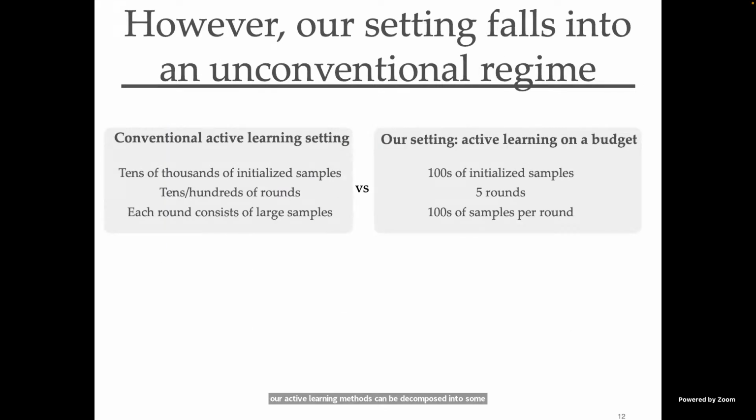Next, we used this approach and tested it out. But then we realized there's a significant difference between the classic active learning setting and our active learning setting. In the classic setting, where people do computer vision and want to label images, there are usually tens of thousands of initial samples where the model is already really good. And they're looking at tens to hundreds of rounds, and each round consists of large samples. But in our case, we're in an extremely limited budget regime, where we only have hundreds of initial samples and only very few rounds. And for each round, we can only do hundreds of samples.